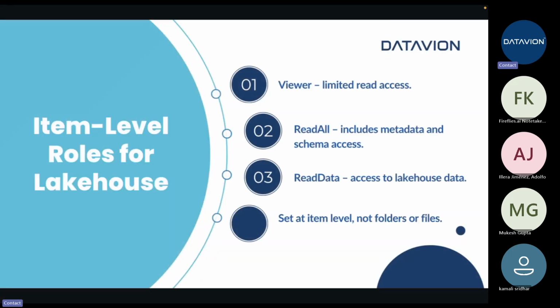Okay, let's now talk about item level access. What are the different permissions you can control at the item level, be it warehouse or lakehouse? Okay, now we are going one level deeper, right? So I think we have three different permissions. I will show you at the item level. We have viewer, which is very limited. Then we have read all.